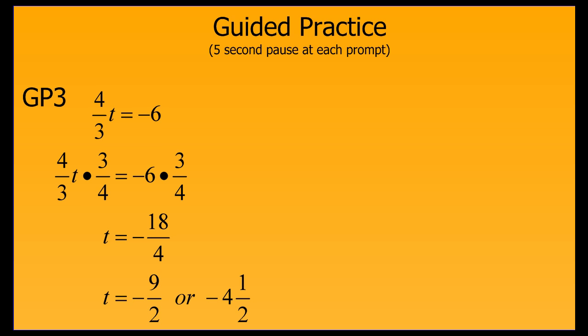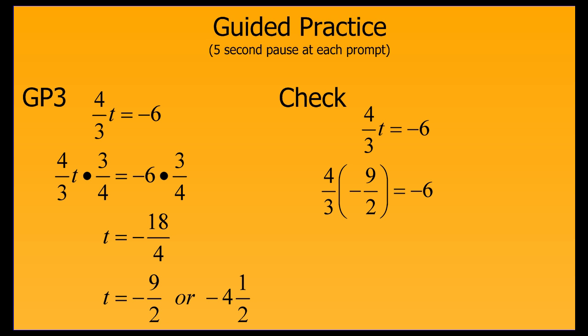In this case, we can reduce our answer. We typically leave our answers as improper fractions in reduced forms in algebra, but you could write it as a mixed number. Now what? Check our solution. And how do we do that? We rewrite the equation. Then what? We substitute in our solution, -9/2. Now what? Simplify. Our solution checks.